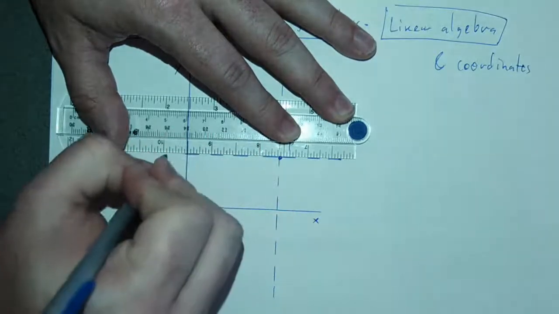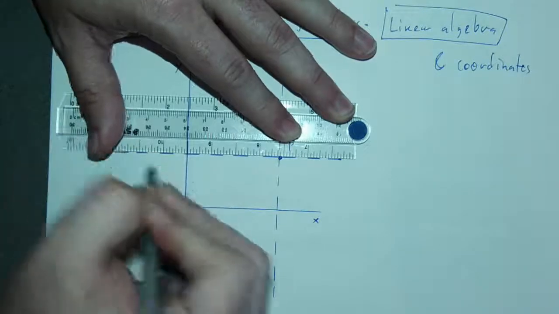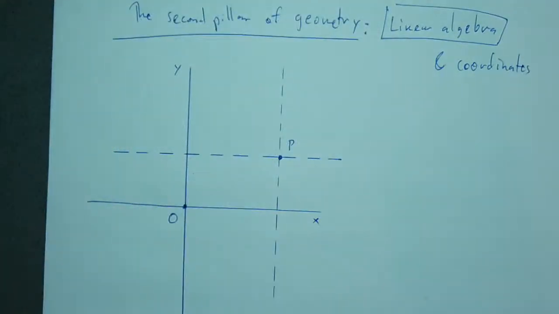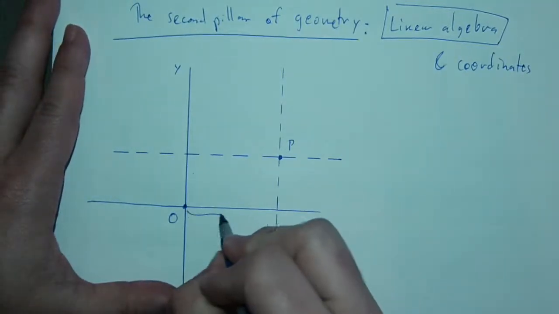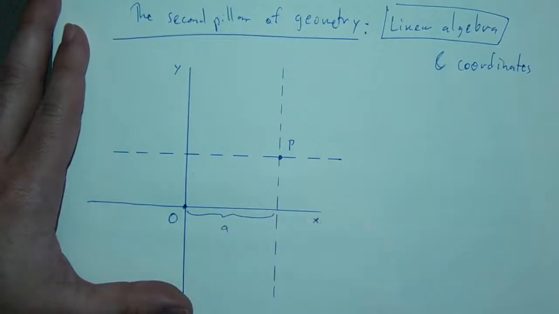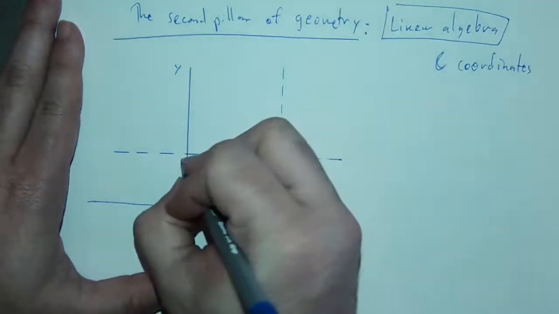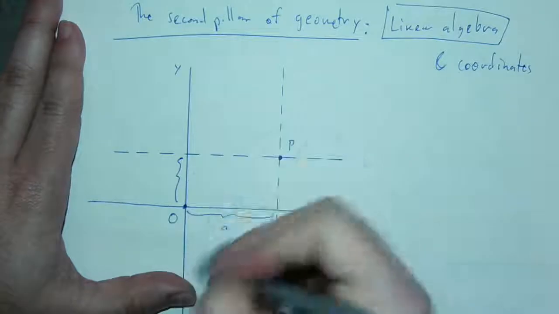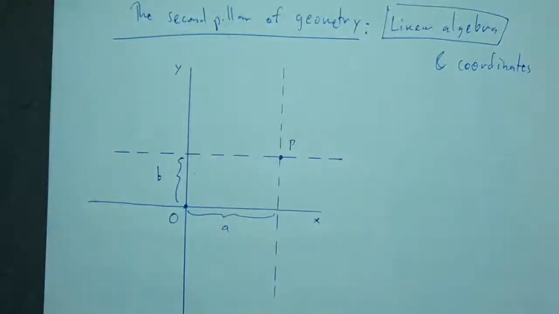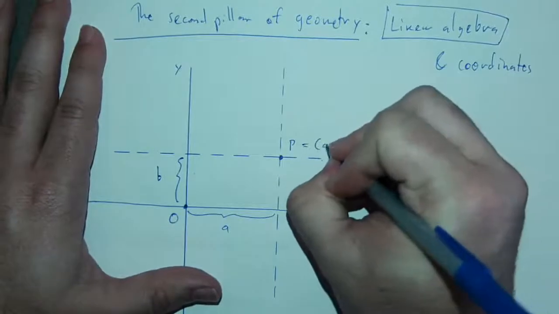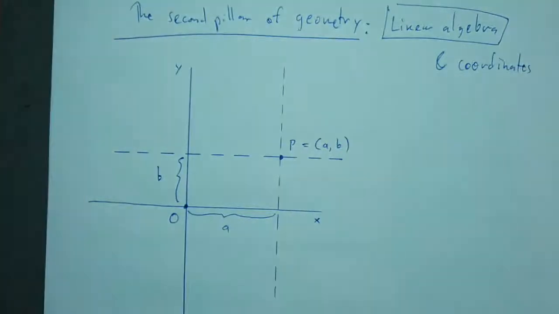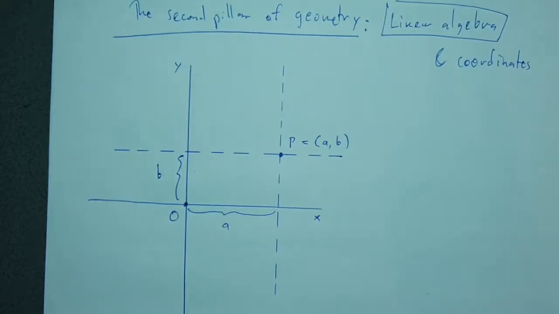Now, if I'm living in this nice world where I don't have to worry about these non-constructible things, then there is some distance that I call A here. There's some distance from my origin along the line y that I'll call B. And so I can label this point P as the ordered pair (A, B) in this way.